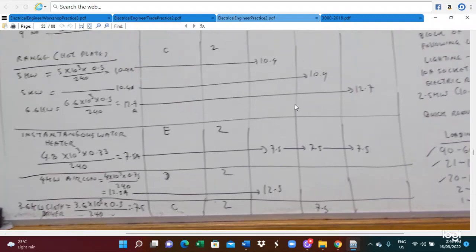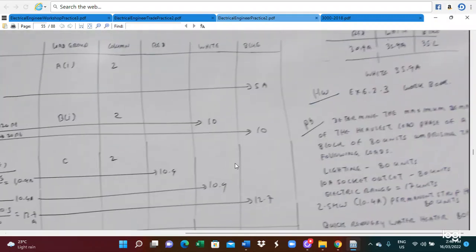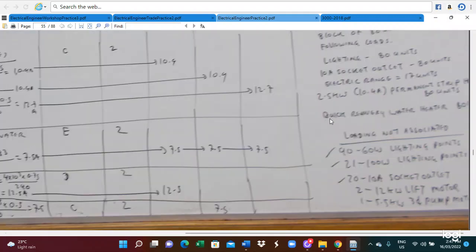Then we add everything on each phase. We add all the current, then we find the total current. So the total current is 36.9 for the red phase, 35.9 for the white phase, and 35.2 for the blue phase. In this case, the red phase is 36.9, the white phase is 35.9, and the blue phase is 35.2. So the heaviest phase is the white phase, at 35.9 ampere. This is the way we calculate that.